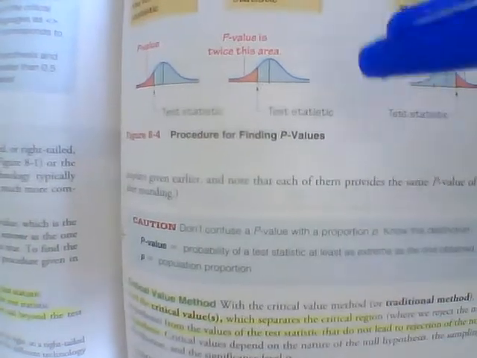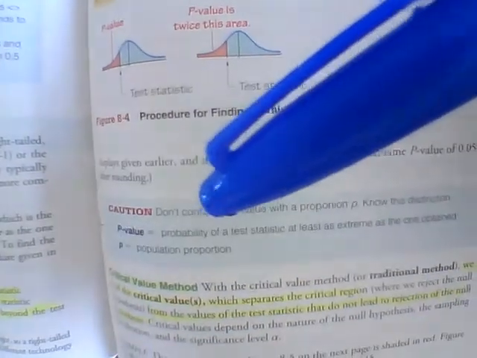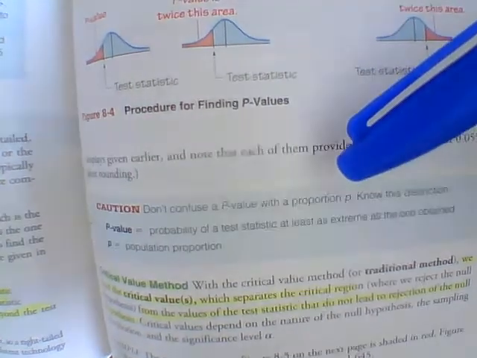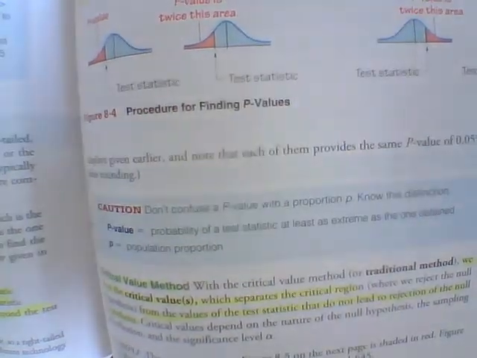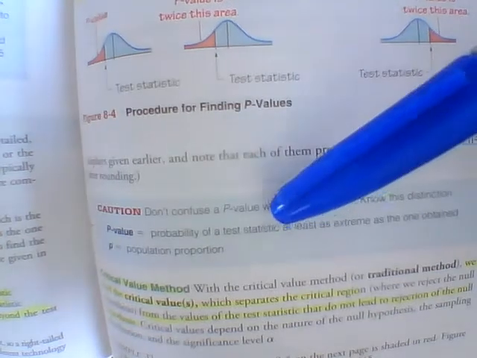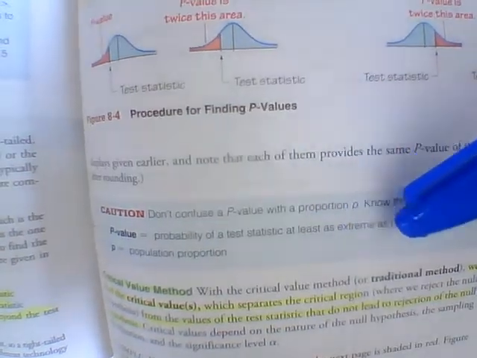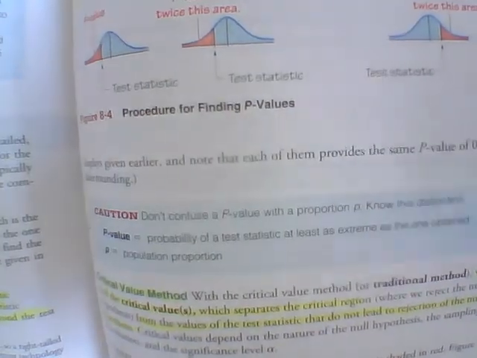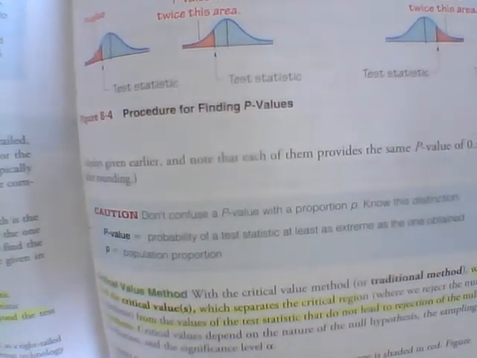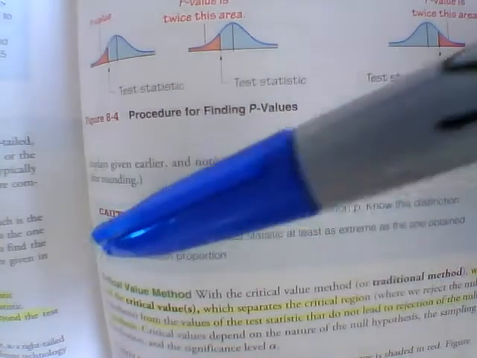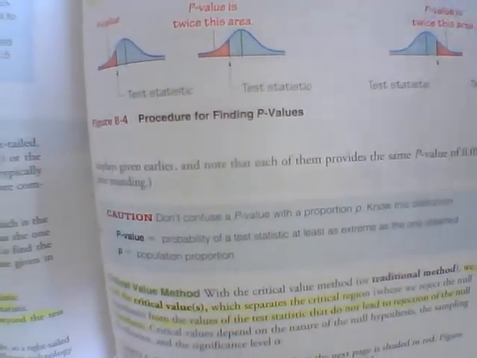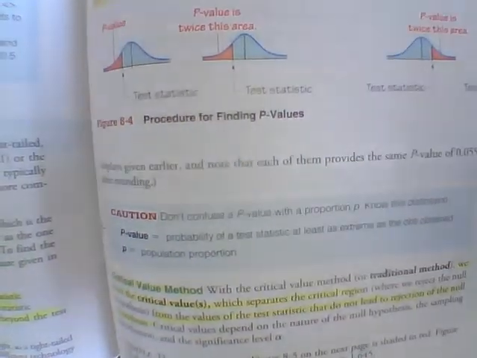So caution. Do not confuse the p-value with the proportion p. P-value equals the probability of a test statistic at least as extreme as the one obtained. P equals a population proportion. So once again, don't just go P equals; it's our p-value that we're relating to on here.